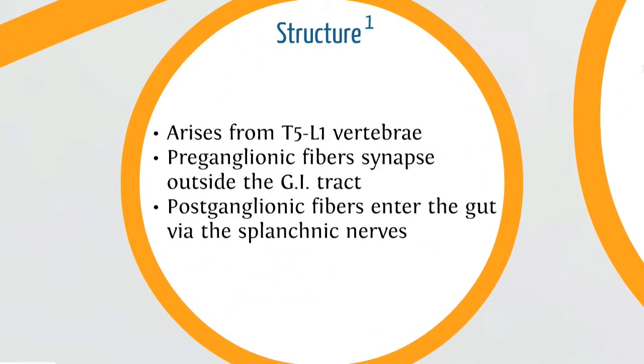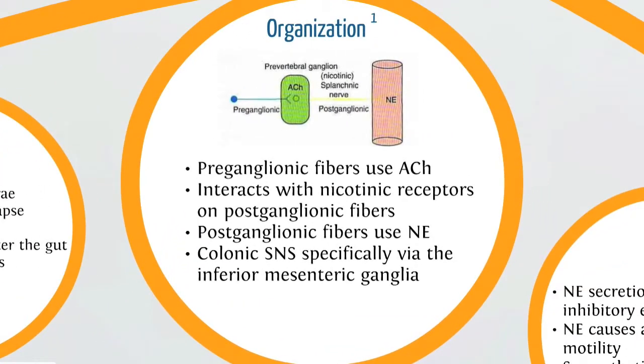It arises from the T5 to L1 vertebrae. The preganglionic fibers synapse outside the GI tract while the postganglionic fibers enter the gut via the splanchnic nerves. The preganglionic fibers use acetylcholine, and acetylcholine interacts with nicotinic receptors on the postganglionic fibers. The postganglionic fibers use norepinephrine, and the inferior mesenteric ganglia are where these preganglionic and postganglionic fibers synapse for the colon specifically.